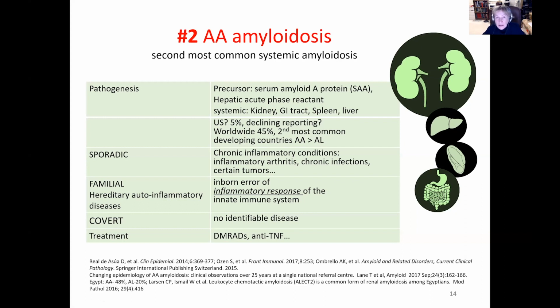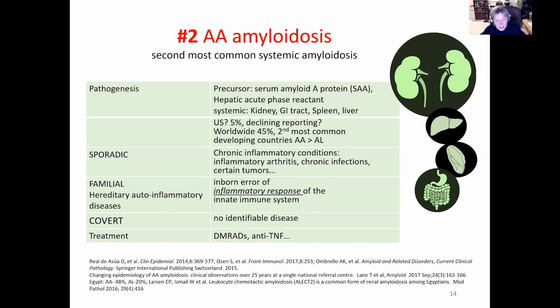And please keep in mind that AA amyloidosis is not a uniform disease. We have sporadic forms, we have familial, and then patients with the covert disease. Sporadic amyloidosis in the developed countries is associated with chronic inflammatory conditions like arthritis, less often chronic infections, certain tumors. Now, familial AA amyloidosis is associated with conditions known as hereditary autoinflammatory diseases. And here the genetic component is not in the amyloid protein precursor itself, but it is in the proteins which are responsible for handling the inflammatory response, and in particular of the innate immune system.